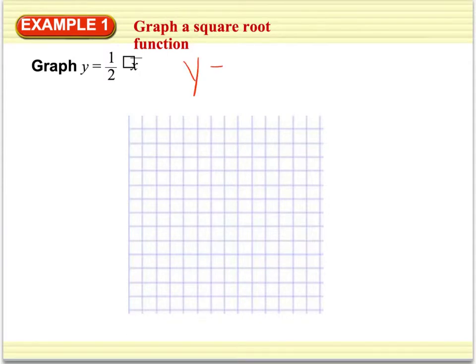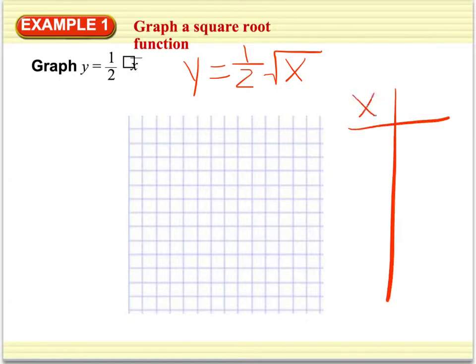Now here we want to graph 1/2 times the square root of x. Now for all of our square roots and cube roots, all we need to do is make a t-chart with x and y, and then come up with our x's, calculate our y's, and then graph the points. So in this case, our x's that we plug in are very specific, because since I can't use a calculator, I can only take the square root of certain numbers that I know for sure.